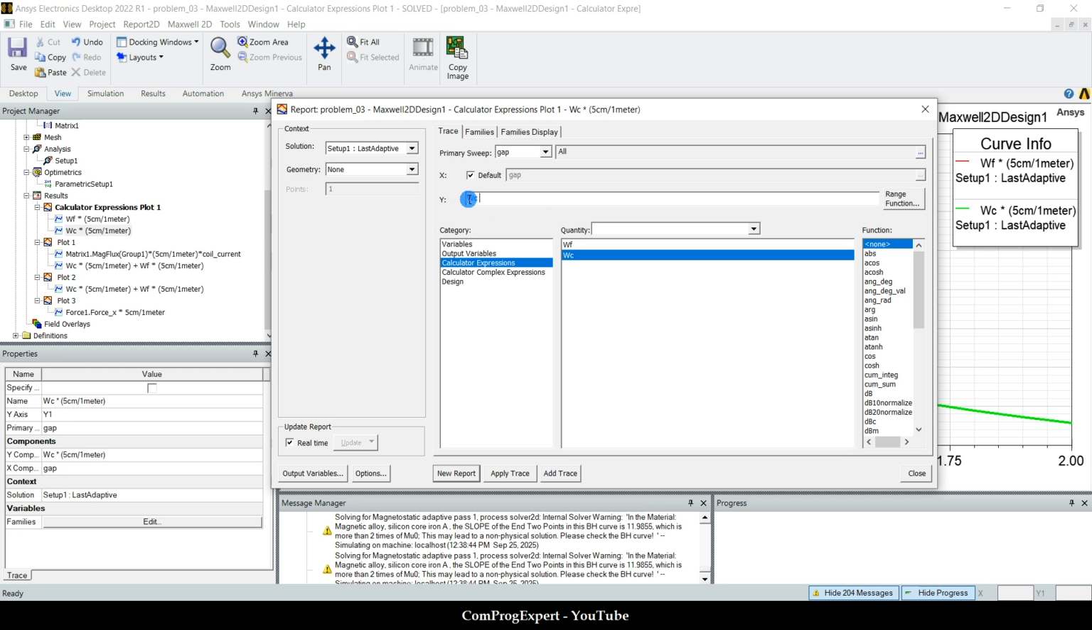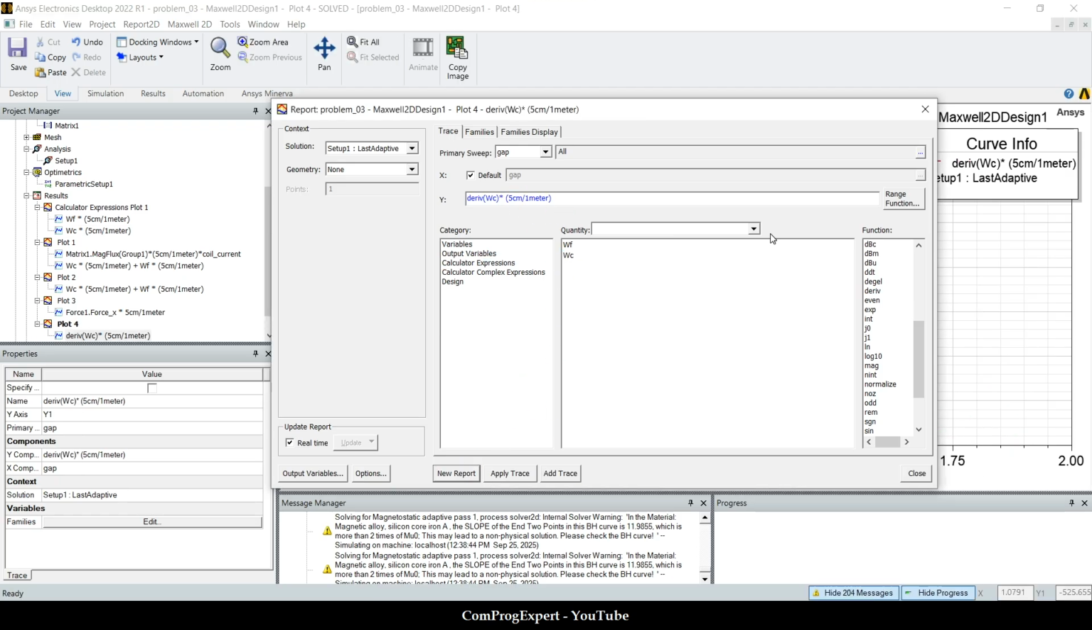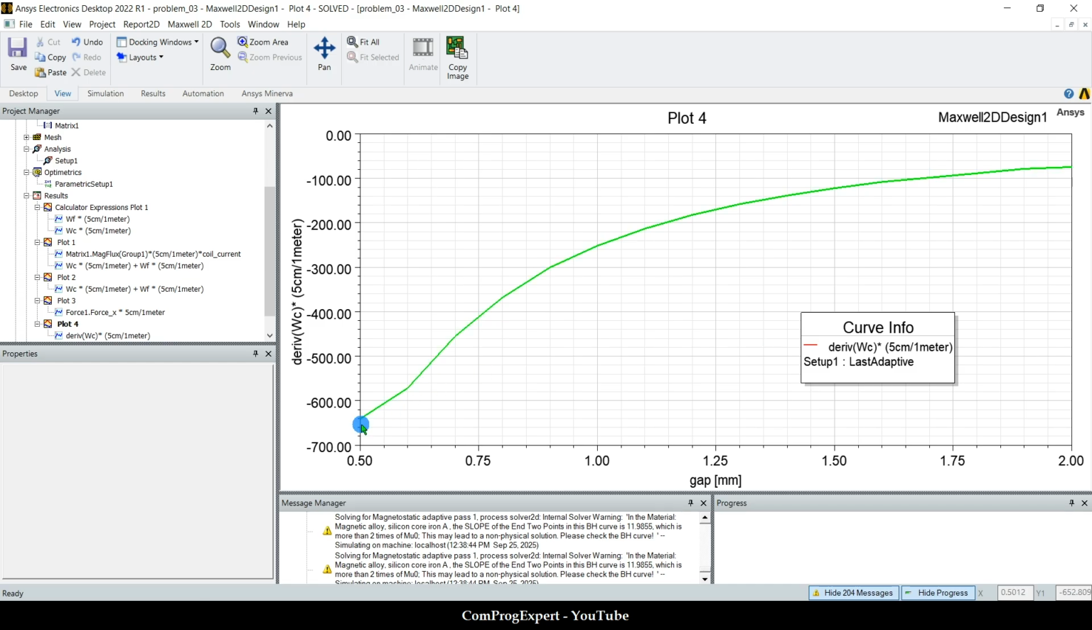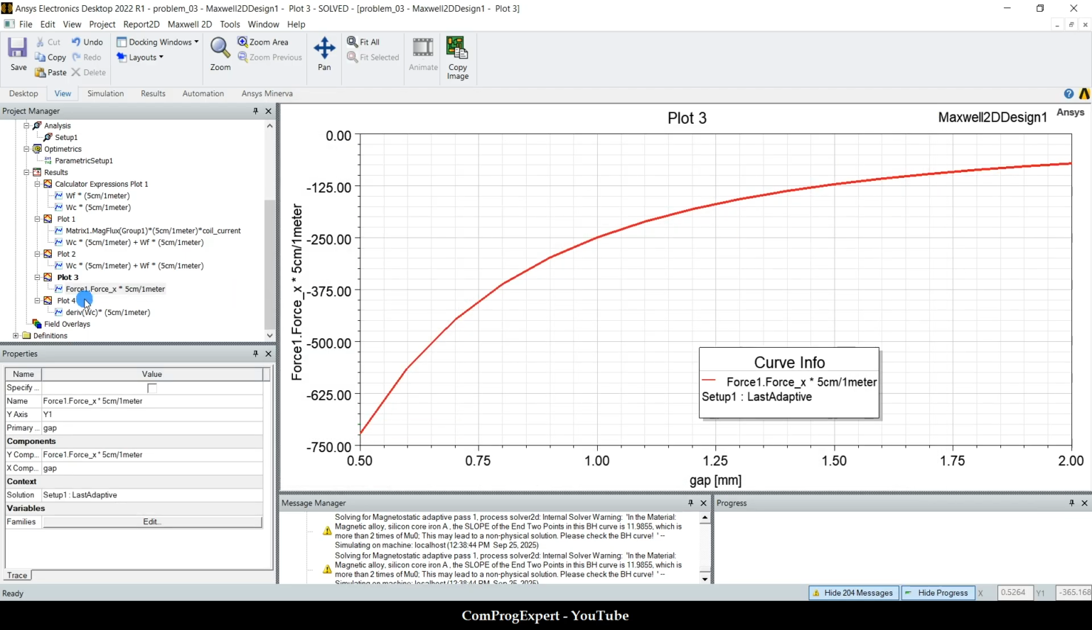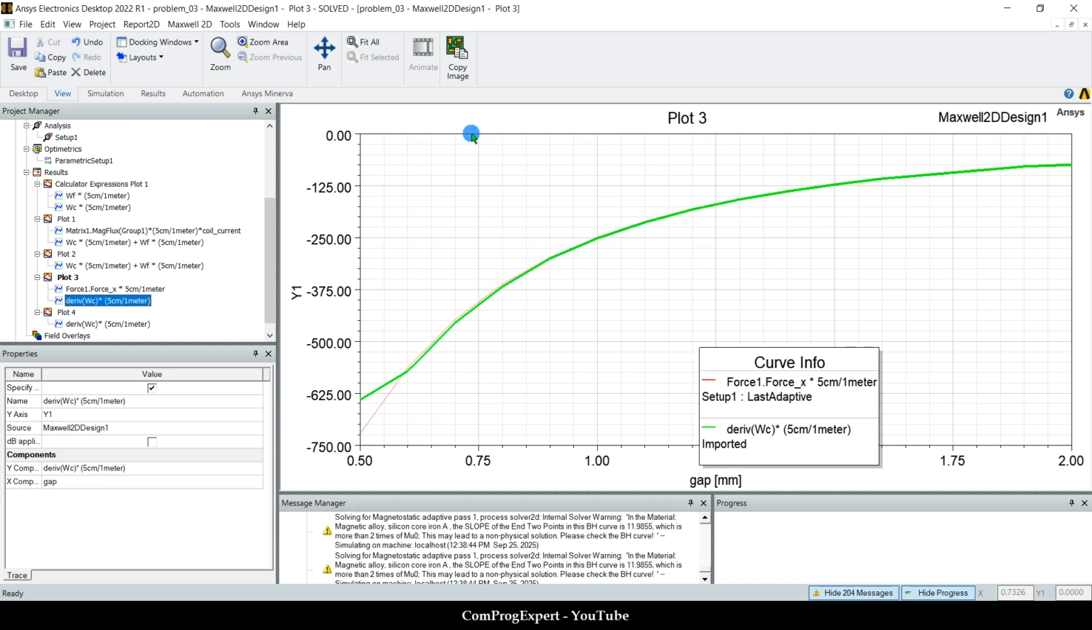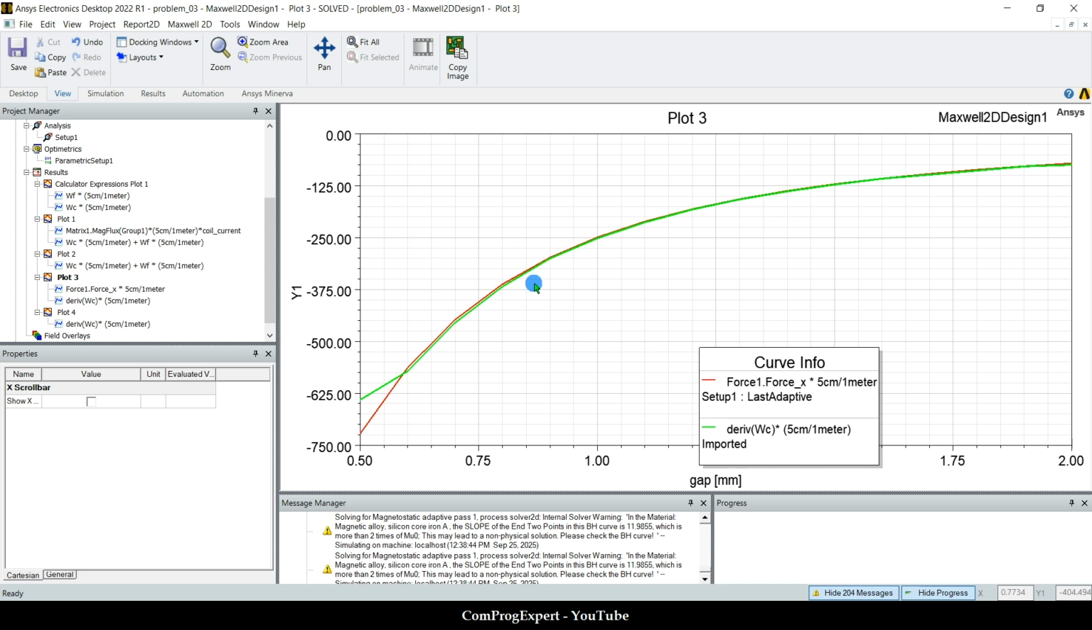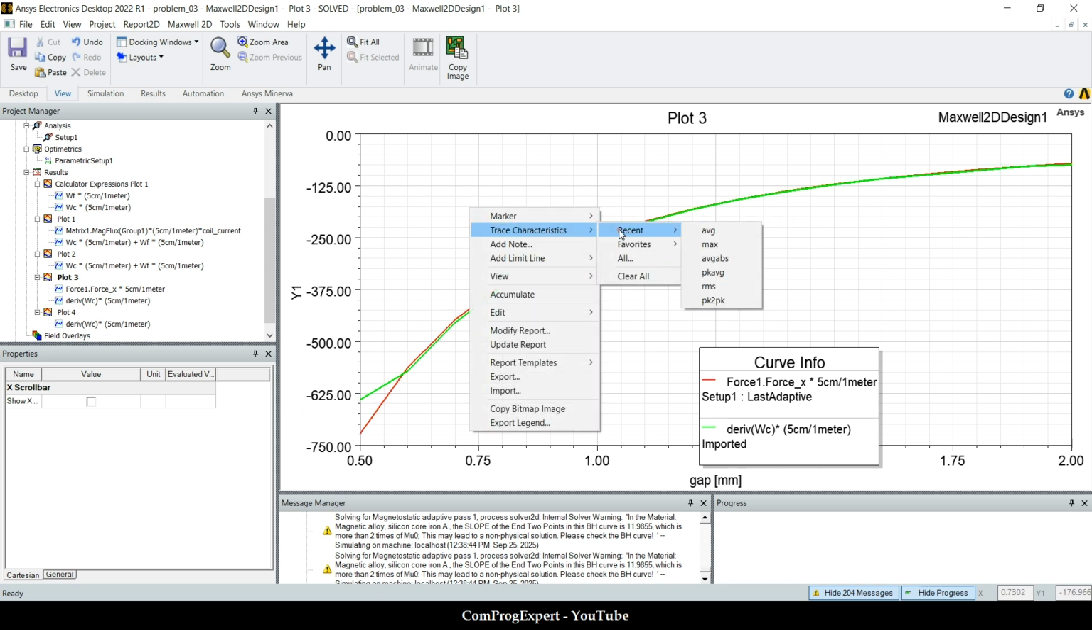So this is the co-energy. We can use the derivative function here. Derivative. So let's multiply by this. And this is the value of the force calculated by the derivative of the co-energy. And this is the force calculated by the software. So let's drag this and put it on this axis. Then you can compare. Both results generate the same curve.